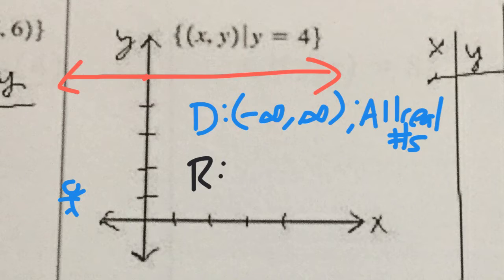Now the range is the list of y values. There's only one y value. It's 4. It's never lower than 4. It's never higher than 4. It's always 4. So my range here would just be the set containing 4.